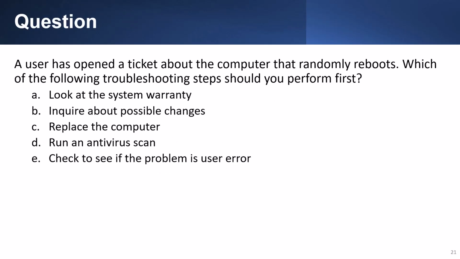Question: a user has opened a ticket about a computer that randomly reboots. Which of the following troubleshooting steps would you perform first? Answer: inquire about possible changes. The first step in troubleshooting is to identify the problem, which includes identifying changes done by the user and by the organization, and determining the extent of the problem.